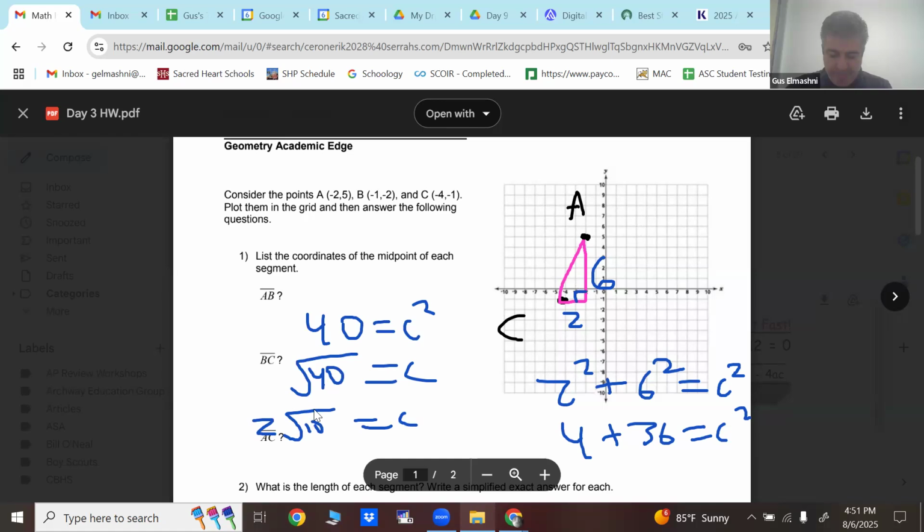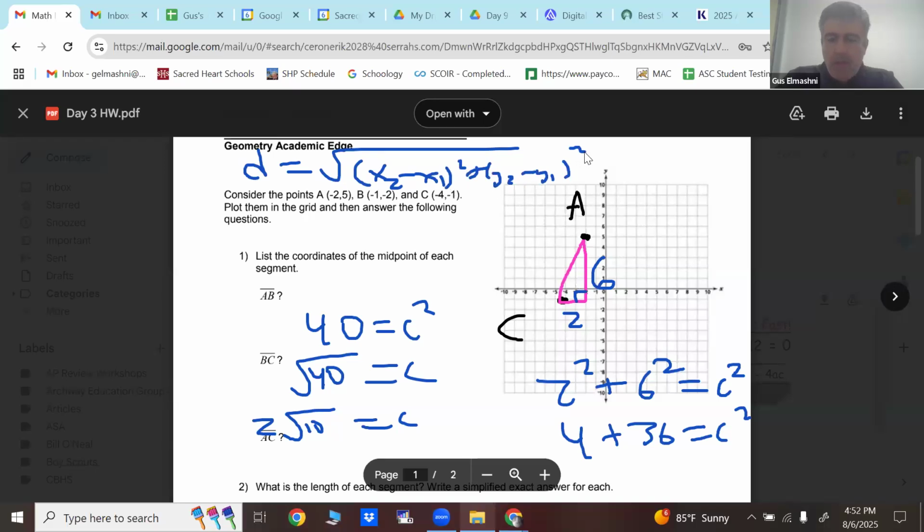So you should get 2 root 10. Okay then. So instead of doing the formula, this formula looks like this. Looks kind of crazy. Subtract x, subtract y's.